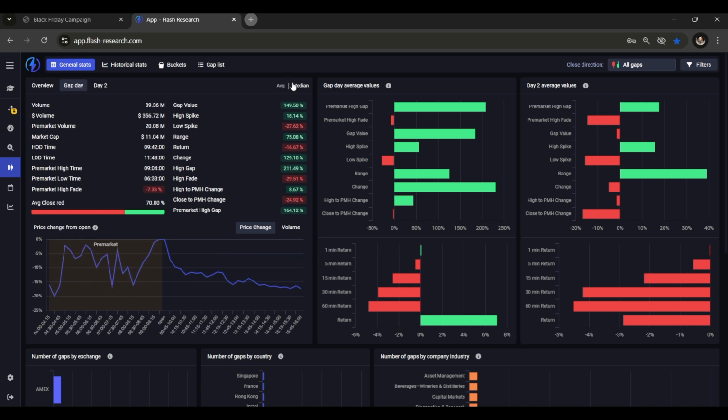Remember that you can look at the median. In this case, look at how this changes. That means there are some outliers within this search. So this is something that I look at. If the difference is big like this, it tells me something. Also, we can see the average close red. In this case, 70% of those 70 stocks close red on the day. You get the average values more visually here, and day two also.